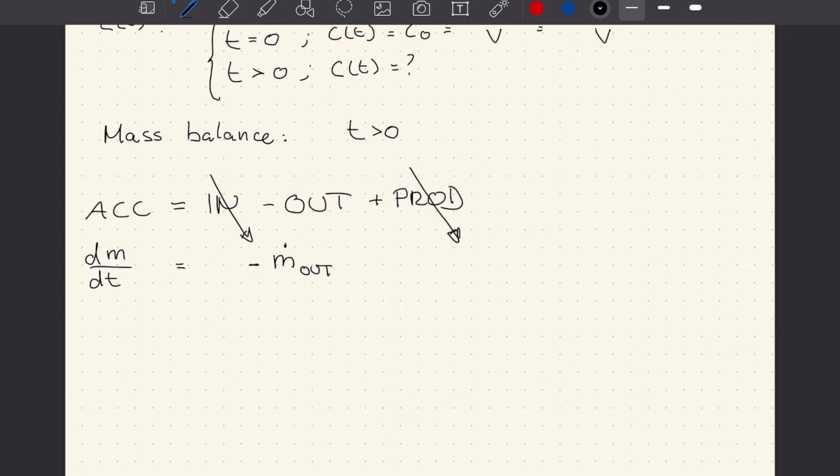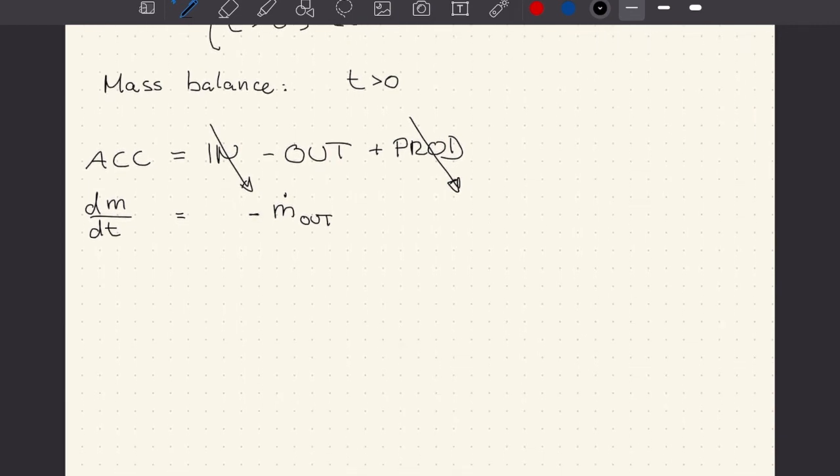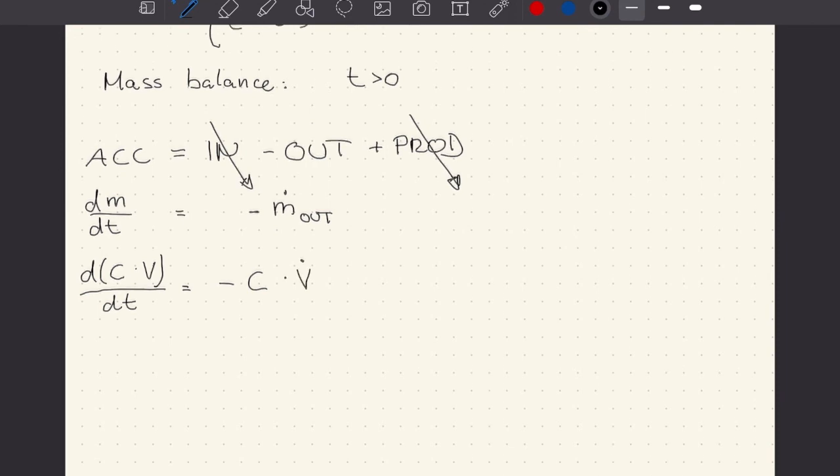But in order to continue, we need to write these two quantities in known quantities. For instance, the concentration and the volume. For this reason, we can rewrite the mass of tracer as the concentration of tracer times the volume of the CSTR divided by differential of time, and this can also be rewritten as the concentration of tracer times the volumetric flow rate at the outlet, which is equal to the general volumetric flow rate because we are in a steady state.